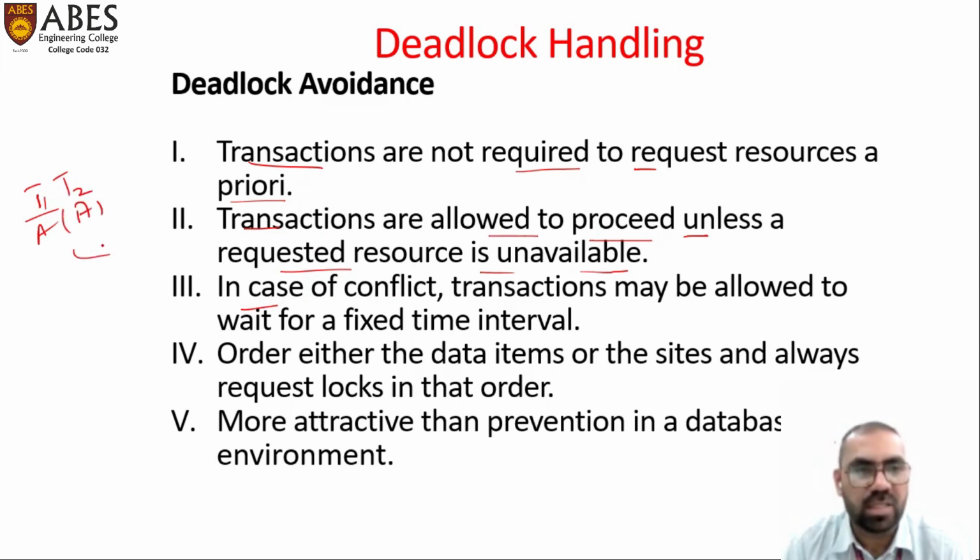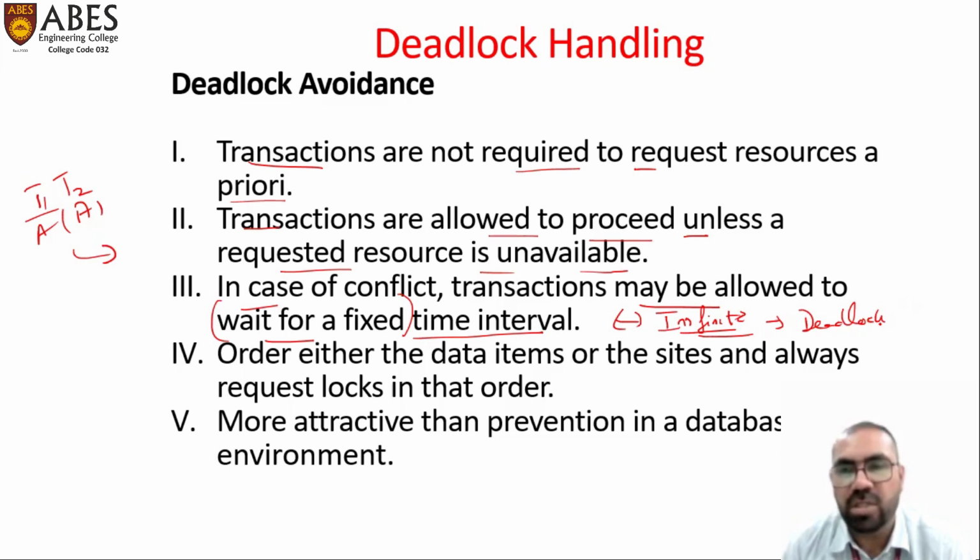In case of a conflict, for example, transaction T1 is asking for A and transaction T2 is also asking for A. In this case, the transaction may be allowed to wait for a fixed time interval. The important point is to wait for a fixed time interval. If it were infinite time, again we are going toward a deadlock or a condition called starvation. We are going to discuss that also in the next one.